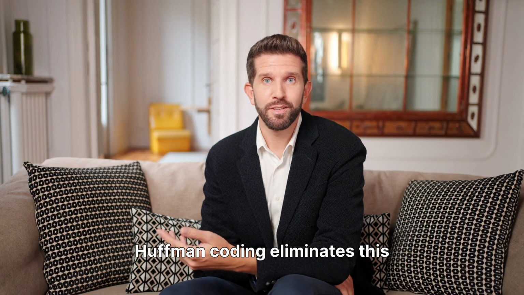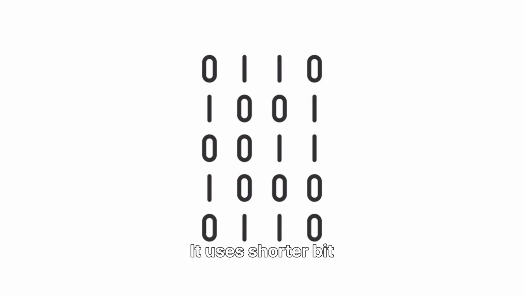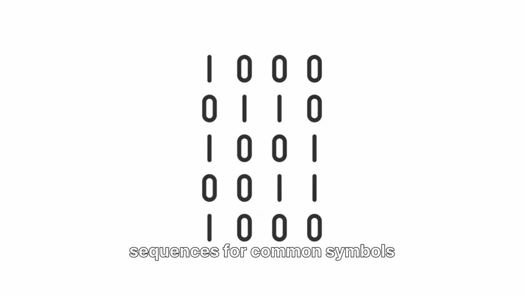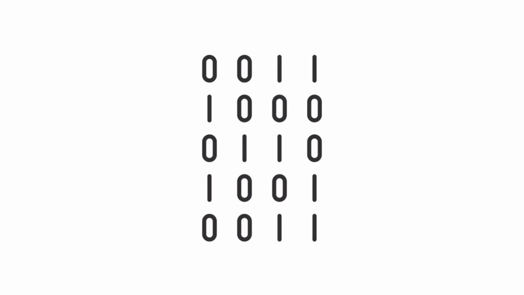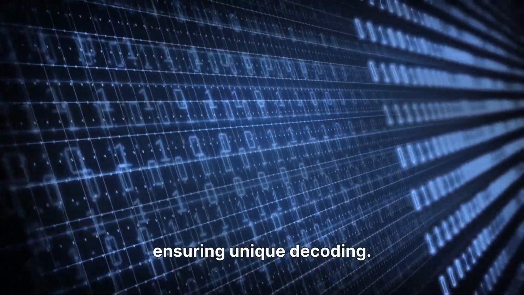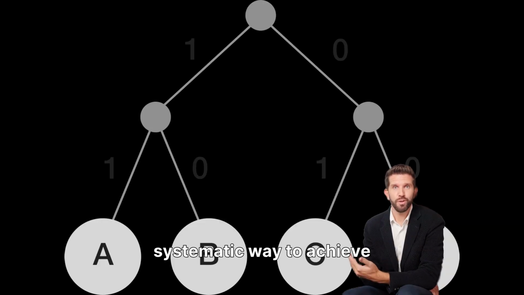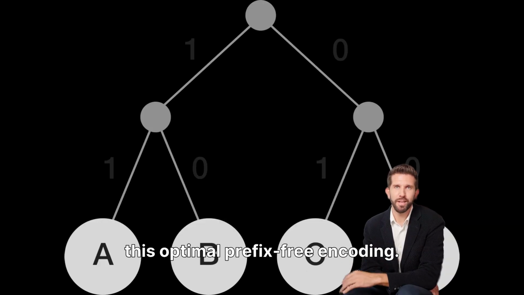Huffman coding eliminates this inefficiency through variable length encoding. It uses shorter bit sequences for common symbols and longer ones for rare symbols. The codes are designed so no code is a prefix of another, ensuring unique decoding. Huffman's algorithm provides a systematic way to achieve this optimal prefix-free encoding.